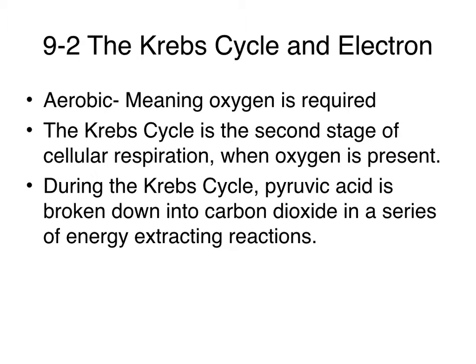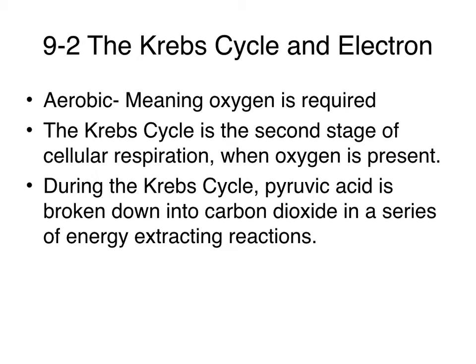So 9.2 is on the Krebs cycle and electron transport chain, and we're going to start dealing with the aerobic portion of cellular respiration. Aerobic means oxygen is required, and the Krebs cycle is the second stage of respiration that occurs when oxygen is present. So we talked about fermentation when there's no oxygen. That follows the glycolysis. Now we're going to follow glycolysis with the Krebs cycle when there is oxygen.